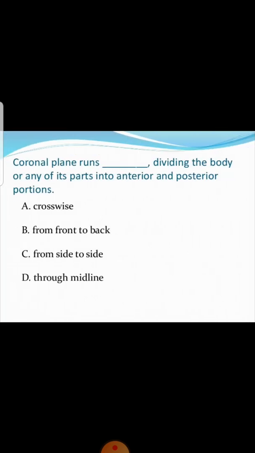The coronal plane runs dash, dividing the body or any of its parts into anterior and posterior portions. So we know that the right option is B, from front to back. The coronal plane runs from front to back and it divides the parts into anterior and posterior portions.